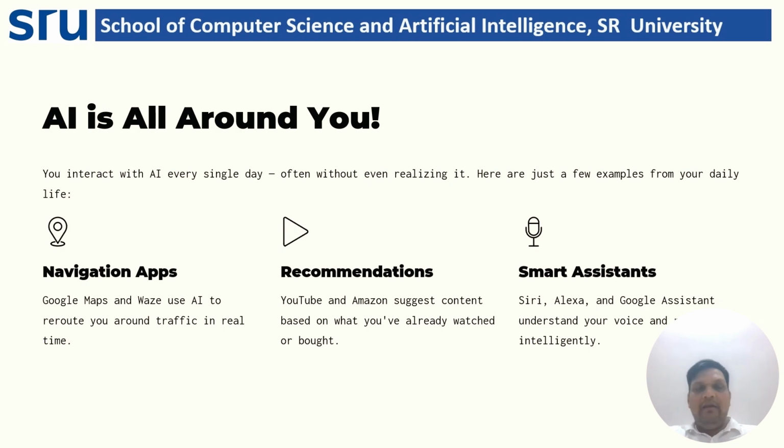AI is all around you. You interact with AI every single day, often without even realizing it. Here are just a few examples from your daily life. Navigation apps like Google Maps and Waze use AI to reroute you around traffic in real time. Recommendation: Amazon and YouTube suggest content based on what you have already watched or bought. Smart assistants: Alexa and Google Assistant understand your voice.